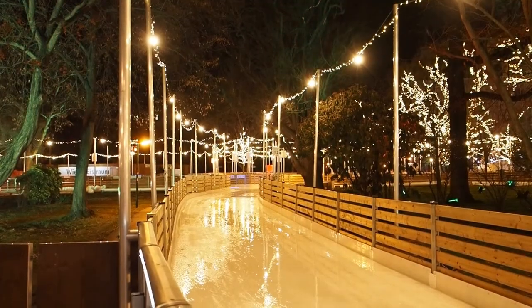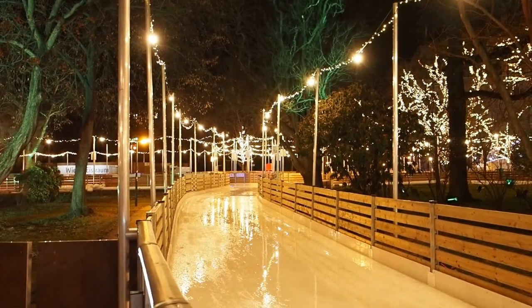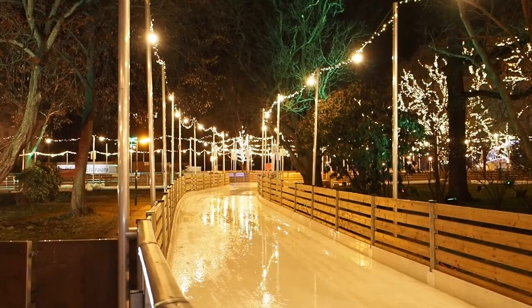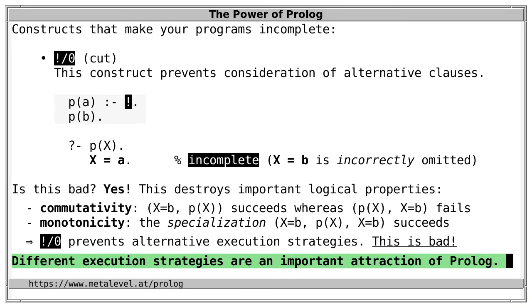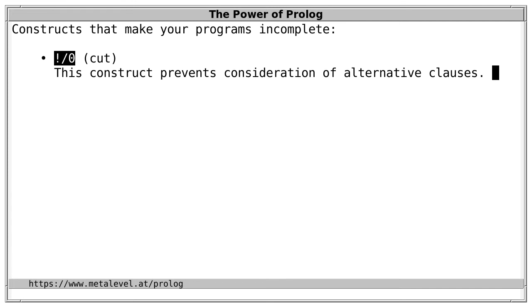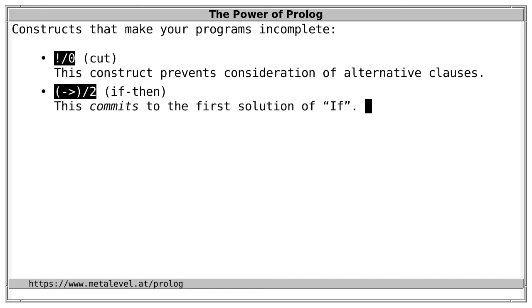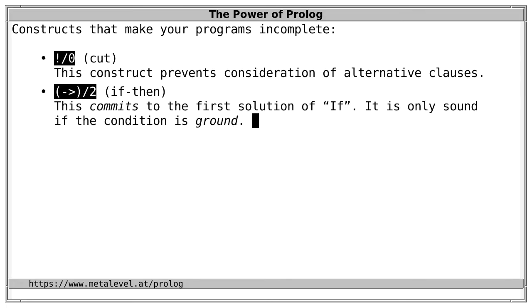And as long as there's so much Prolog code around that destroys them, we also won't hear much about alternative search strategies. But it's our goal, of course, to enable them. So cut prevents consideration of alternative clauses and therefore limits us to one specific search strategy. Another construct that causes incompleteness is if-then. It commits to the first solution, if any, of the if part. And therefore, it's only sound if the condition is ground.